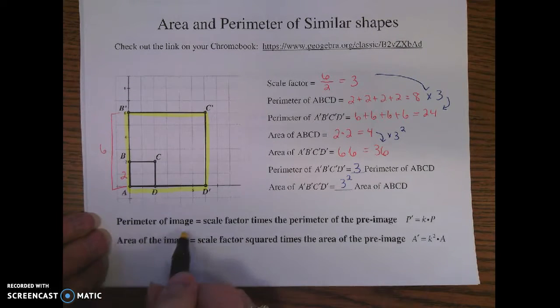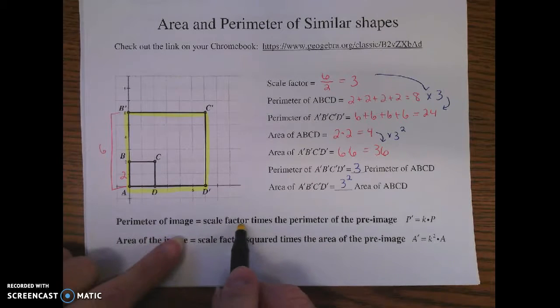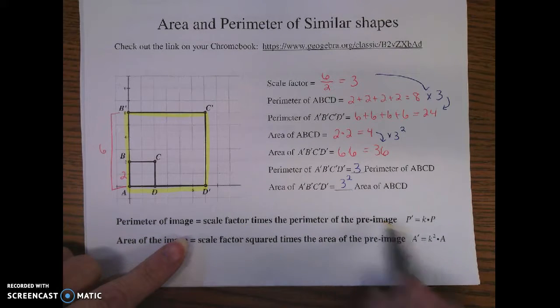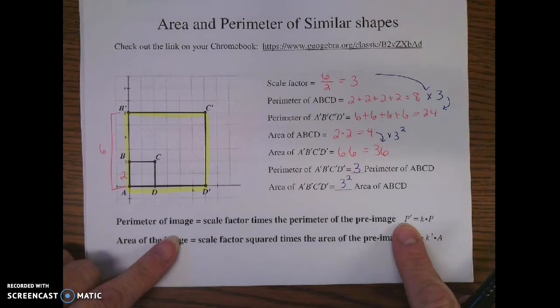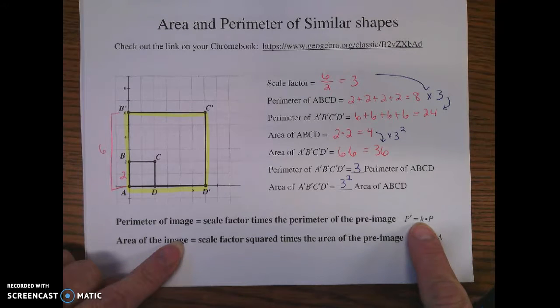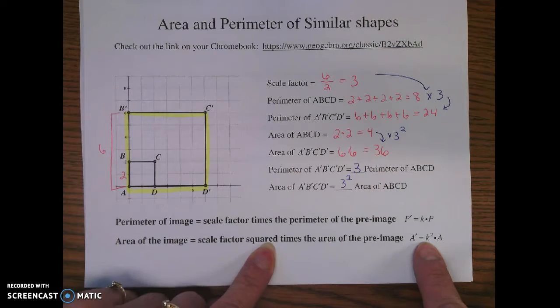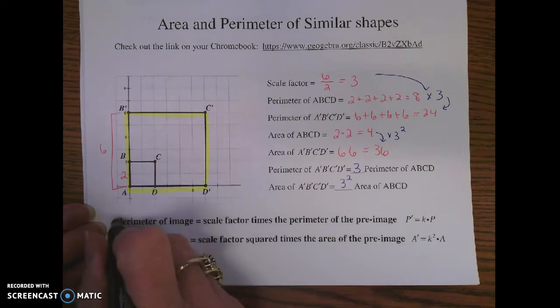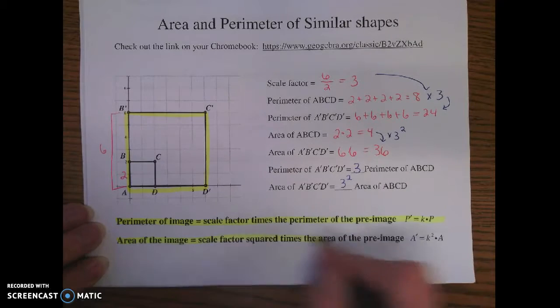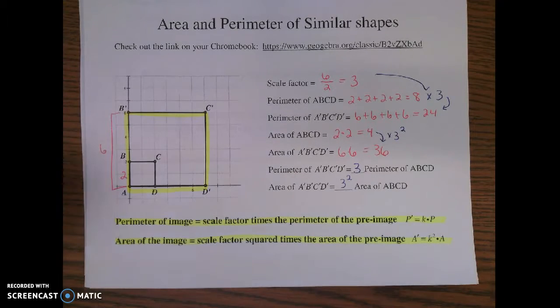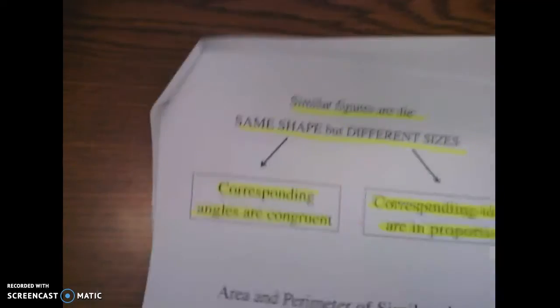So the perimeter of the image is going to equal the scale factor times the perimeter of the pre-image. I'm trying to use P for perimeter. So P prime, the perimeter of the image, is your scale factor, which is K, times the perimeter of your pre-image. A prime, the area of the image, is K squared, the scale factor squared times as big. So you need to memorize these. All right, so highlight those.